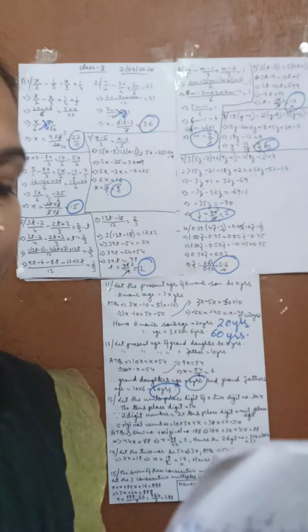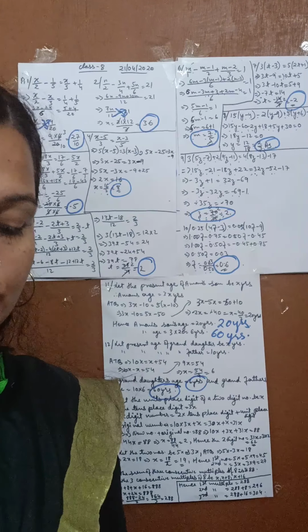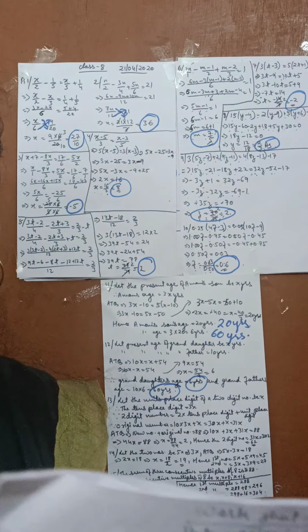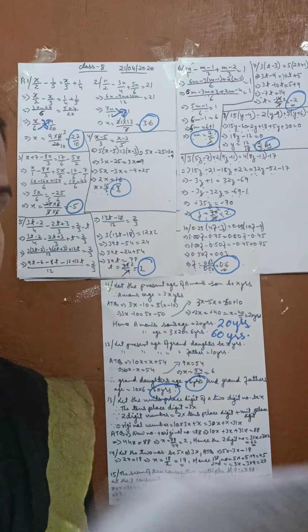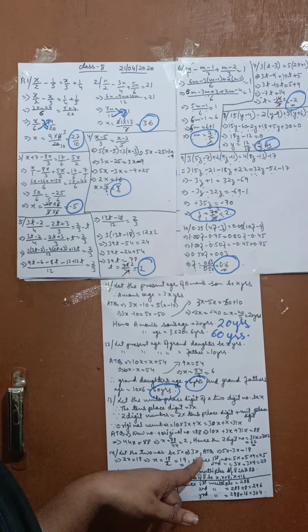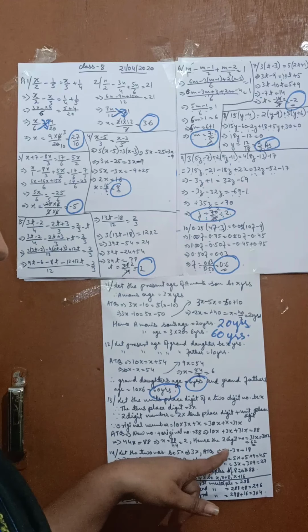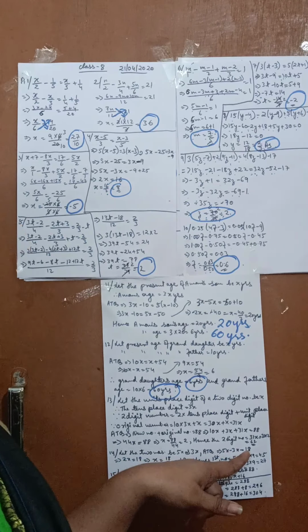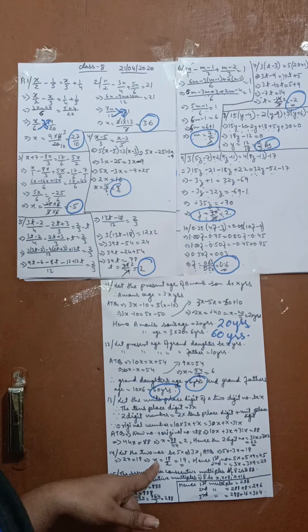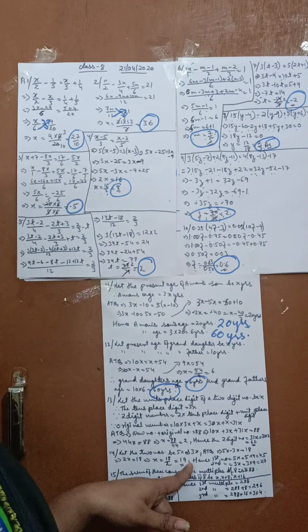Then let's move to question number 14. Two numbers are in the ratio 5:3. If they differ by 18, what are the numbers? So let the two numbers be 5x and 3x. So according to the question, 5x minus 3x is equal to 18. So 2x is equal to 18. So the value of x is 18 by 2, that is 9.